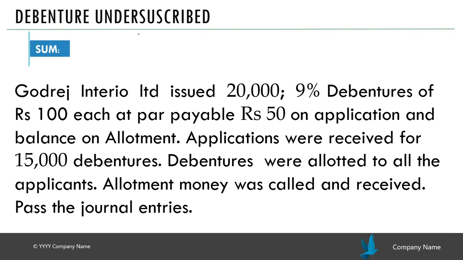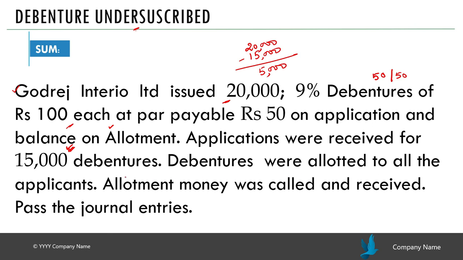Let's see the under subscription sum also. Company Godrej Limited issued 20,000 debentures. That means company had to issue 20,000 debentures, 9% debenture of rupees 100 each, payable rupees 50 on application, and balance, that is rupees 50 with allotment. But what had happened? Company only received the application of 15,000 debentures. So what we are noticing, company had to issue 20,000, but company received only 15,000 debentures. So there is under subscription of 5,000 debentures.